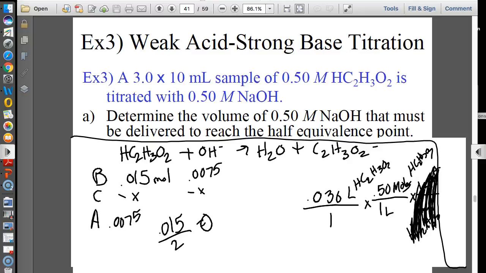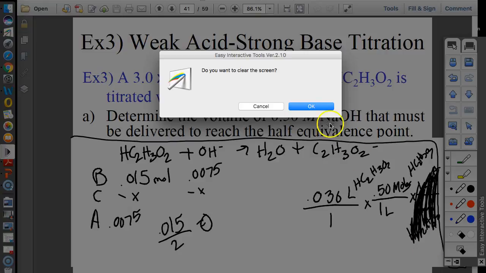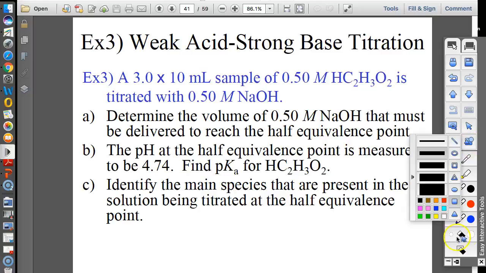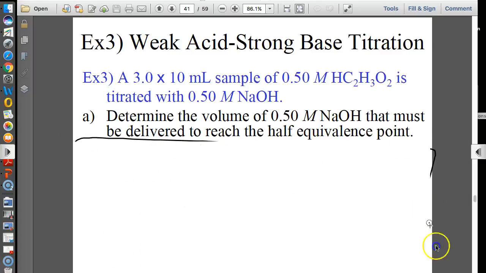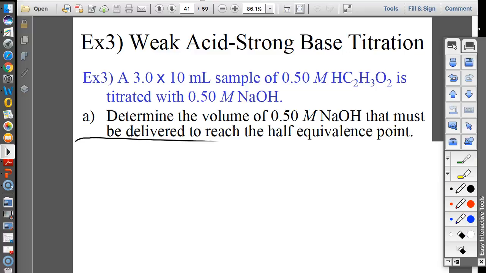So anyway, I need 0.0075 moles of hydroxide. And so if I have molarity, right, and then I kind of need to, I can't erase anything. I can erase everything. That's all I can do. I just needed some room. There we go. That makes me feel better.